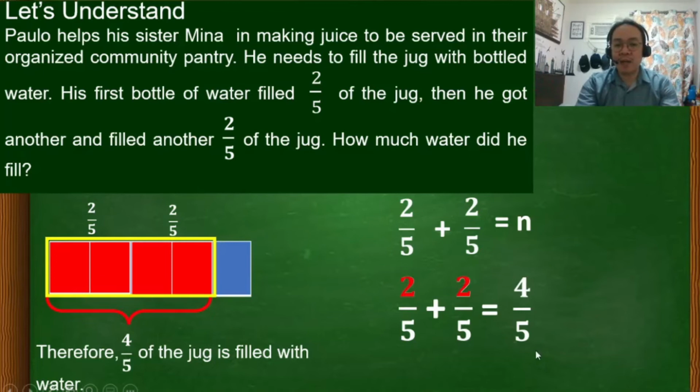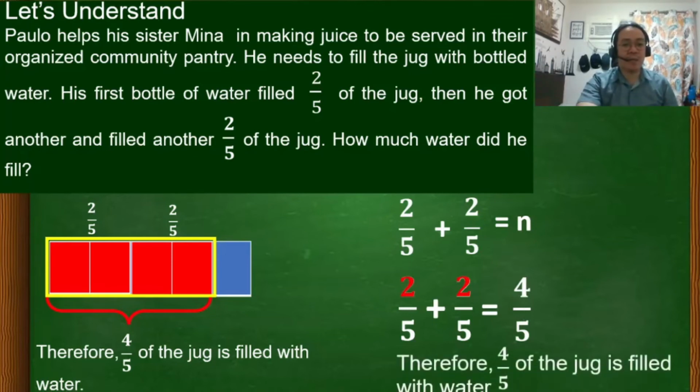Try to look at your answer, 4/5. Pwede pa ba siyang i-express sa lowest term or it's already in lowest term form? Nasa lowest term form na siya, kasi 4 and 5, wala silang common factor. Tanging 1 at sarili lang nila. Okay, so that's how we add similar fractions. Okay, next, let's try this problem.